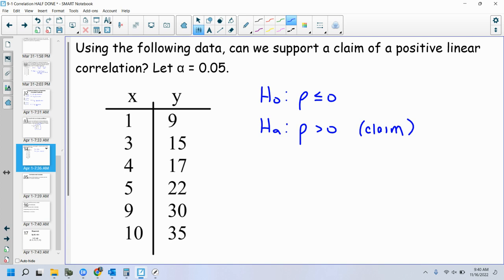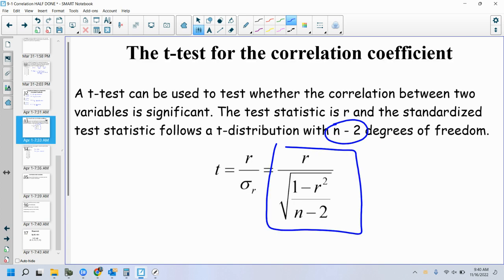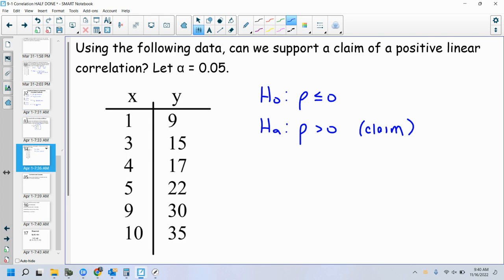Okay, so all we need for our test statistic is our R value and our N value. R and N, right? That's all we need. We know that we're going to use n minus 2 degrees of freedom with an alpha of 0.05. So how many degrees of freedom am I going to look up? 4. Degrees of freedom is 4. N is 1, 2, 3, 4, 5, 6. And we are going to calculate our R value now.